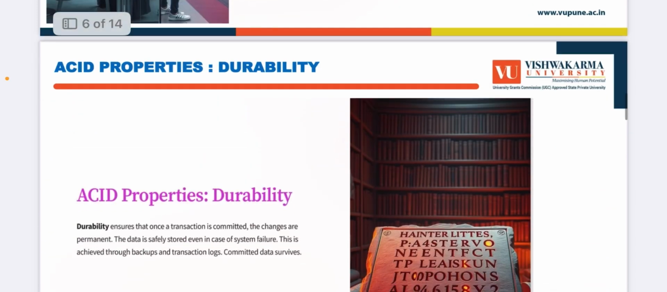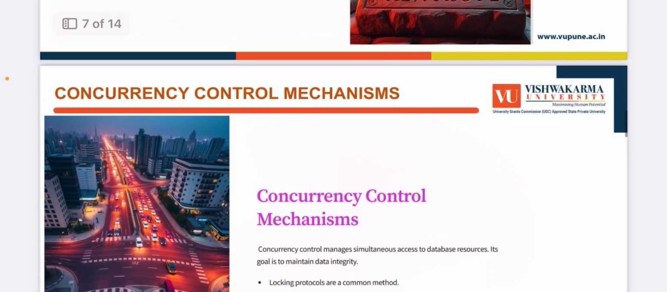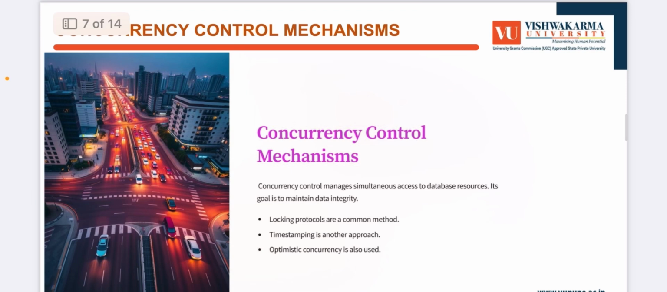The fourth property of ACID is durability. Durability ensures that when a transaction is committed, the changes are permanent. They cannot be changed. The data is safely stored even in case of system failure. This is achieved through backups and transaction logs. Committed data survives.